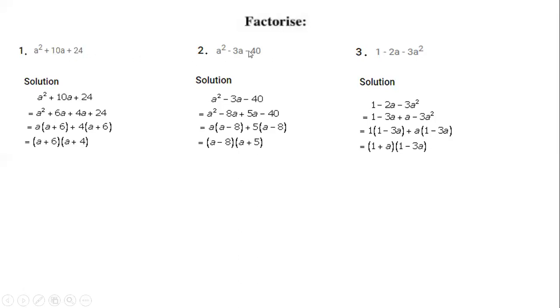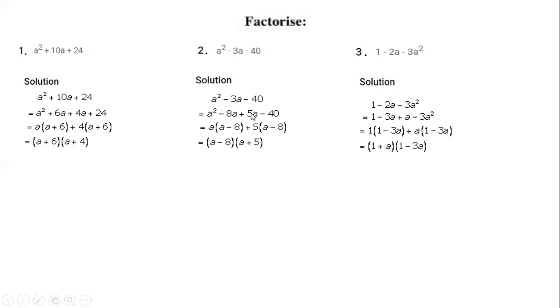Same process we are going to do with question number 2. A square minus 3a minus 40. Split the value minus 3 in two parts such that their sum is equal to minus 3, but their product must be equal to minus 40 into 1, and minus 40 into 1 is equal to minus 40. So we have two values, 8 and 5.